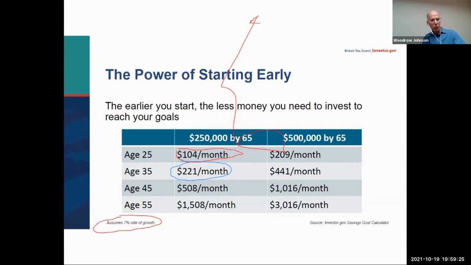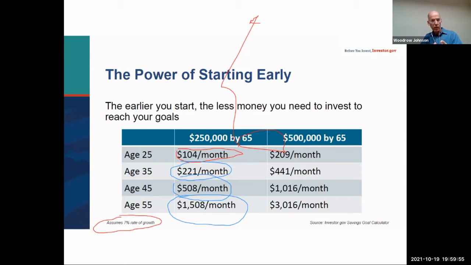And if I wait 10 more years, I still feel too poor at 35. At age 45, I have to invest 5 times as much money. And if, heaven forbid, I wait 10 more years and don't start till age 55, then to accumulate the same $250,000, I have to invest 15 times as much money to get it. So again, portfolio growth comes from 3 things. It's asset returns, it's the dollar amount invested, and it's time.